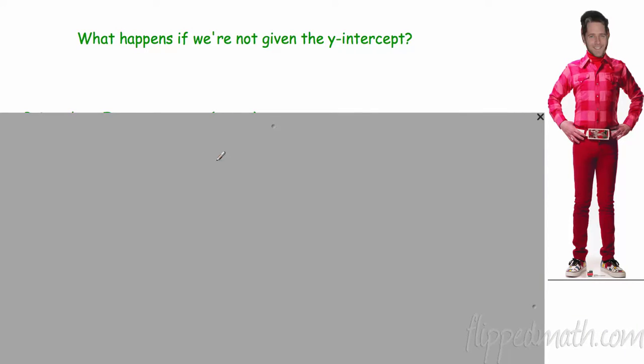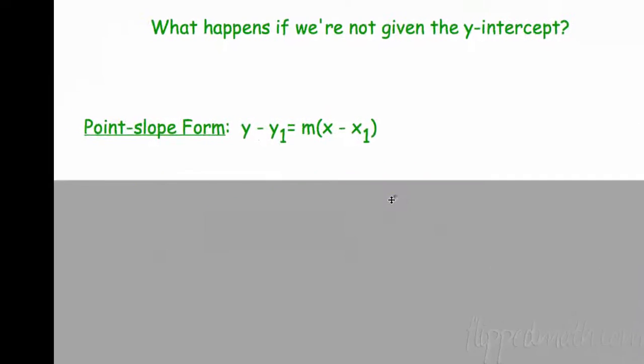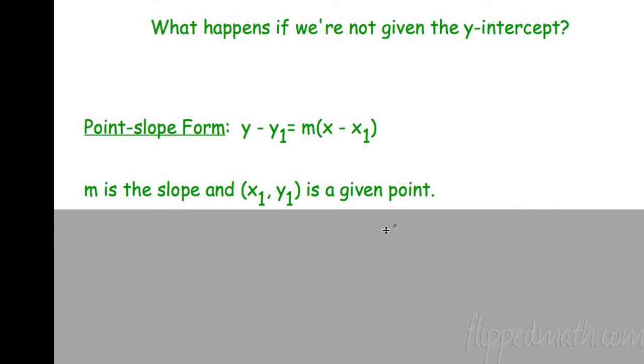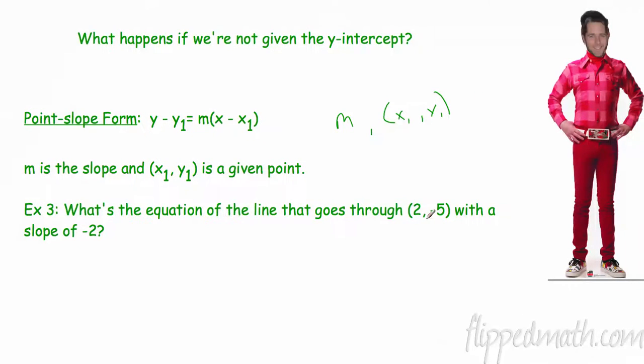What happens if we're not given a y-intercept? Instead, we're just given a point and a slope. And then we have a new form. And it's called point-slope form. Alright? So the general formula is y minus y1 equals m times x minus x1. And again, x1 and y1 is a given point. So I'll give you a slope and I'll give you a point, and we're able to plug that into our equation. Alright? Let's try one.